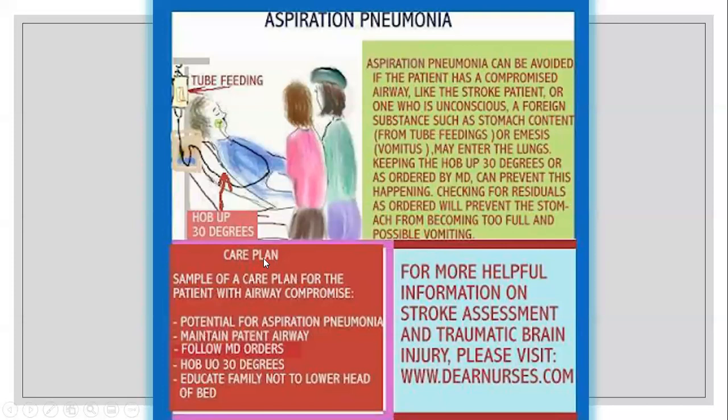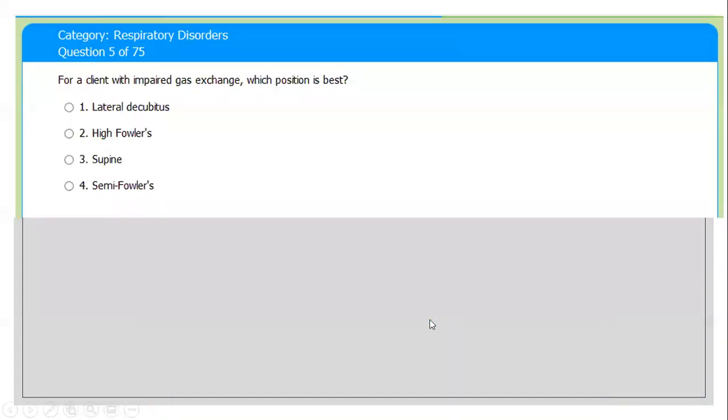So, the care plan for a patient with airway compromise or at risk for aspiration pneumonia: maintain patient airway, follow the doctor's order, keep the head of the bed up to 30 degrees, and educate the family not to lower the head of the bed. Important for our NCLEX exam.